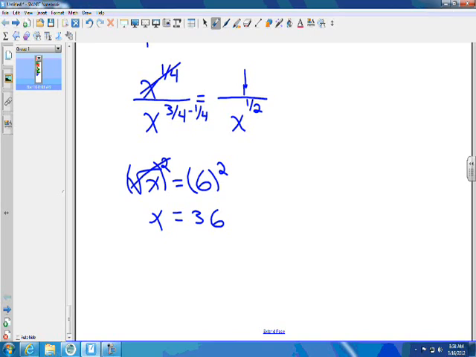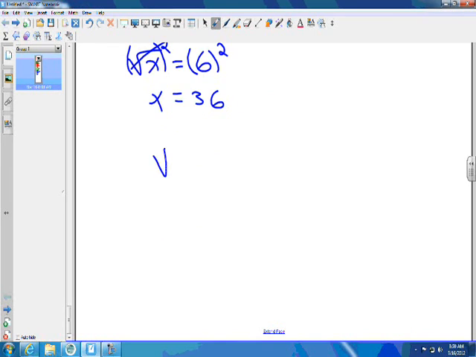57 is the same way. Remember, you can change those to radicals, or you can leave them as fractional exponents, it doesn't matter to me. Let's try 59, square root of x plus 5. What do you need to do with the 3? Add it over, so basically we have square root of x plus 5 equals 3.